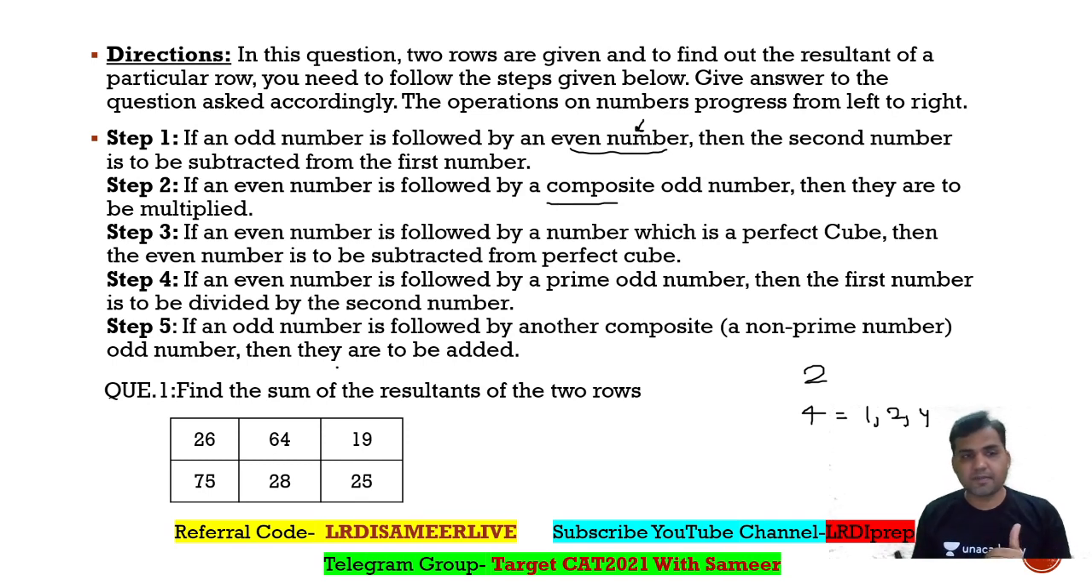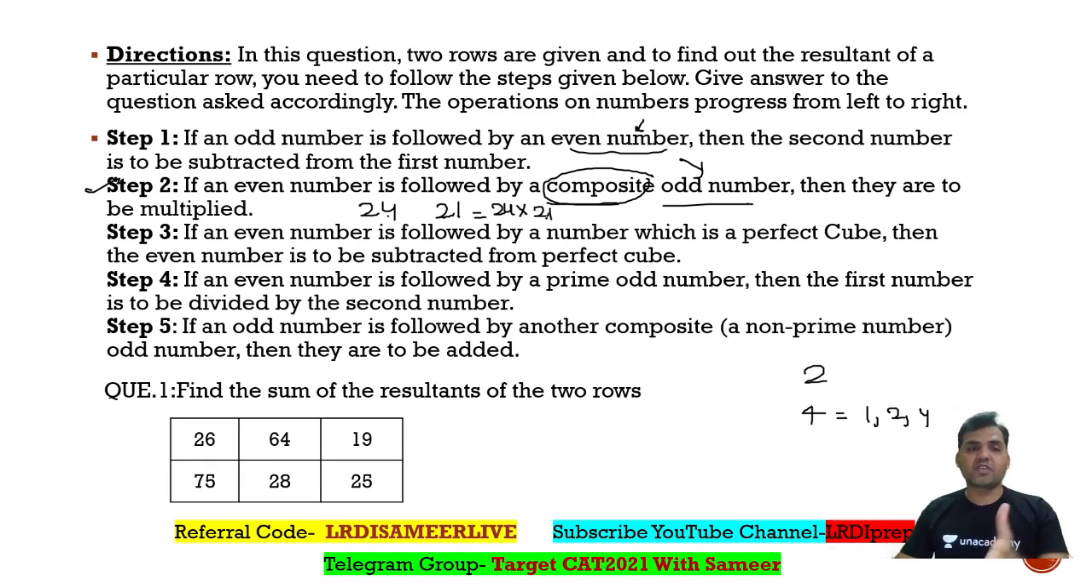And you are supposed to follow the instructions. Now, step number 2 says an even number is followed by a composite odd number. For example, if I take any even number, 24, it is followed by a composite odd number. A composite odd number means an odd number which has more than two factors, like 21. If 24 is followed by 21 in the row, then they are to be multiplied. That means the instruction that you are supposed to follow is to multiply 24 with 21.